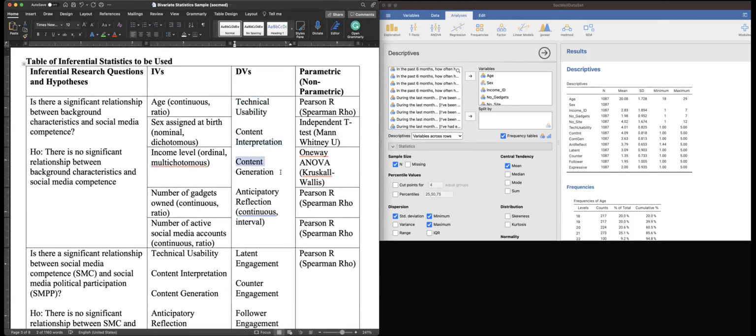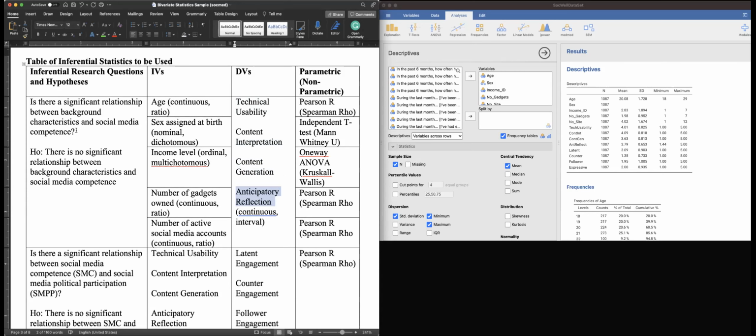Content generation is that, can they generate content? And anticipatory reflection is more of, do they think about or do they reflect before they post or comment on social media? So these are the four, and this is based on the work of Zhu et al. In 2020 or 2019, I think. No, so it's a standardized questionnaire. So that's social media competence.